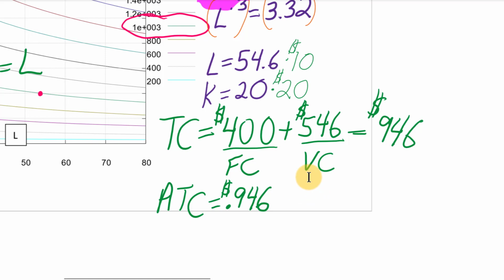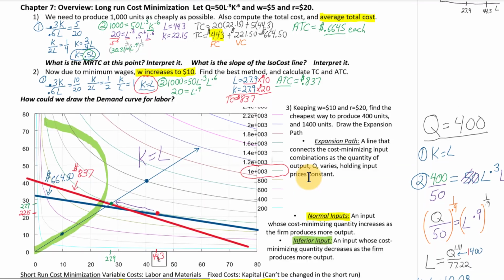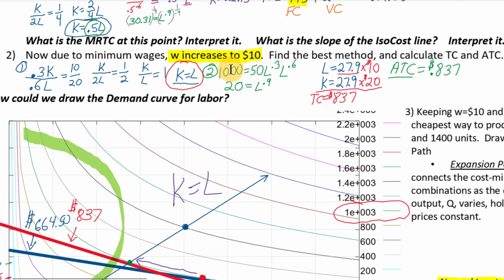Let's compare that to the long run optimum. And we found in the long run what we should be using to minimize our costs of producing 1,000 units is more machines and less labor. 28 machines and less labor than we're using here. Less than the 54 or 55 workers.